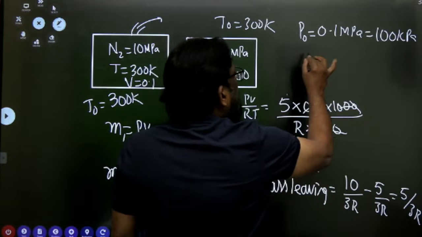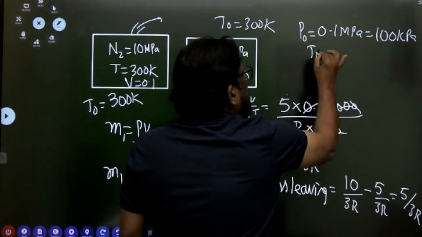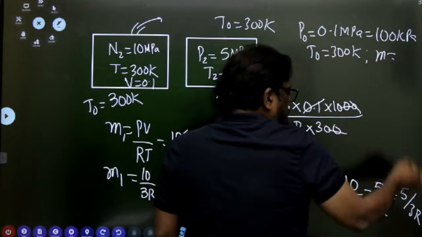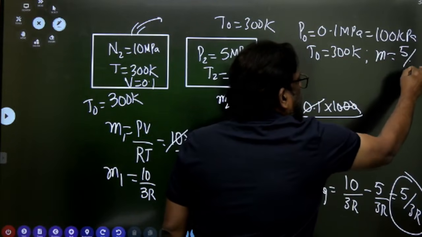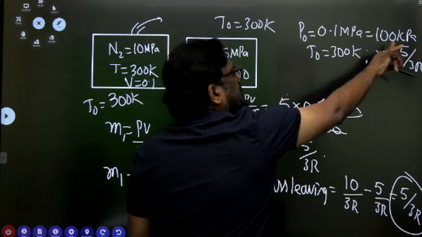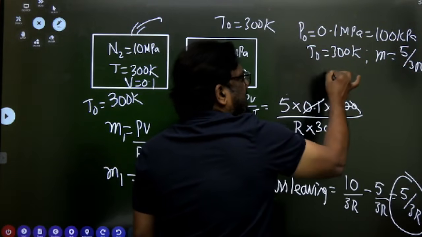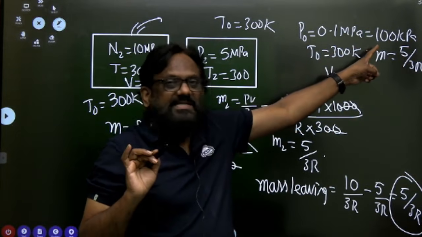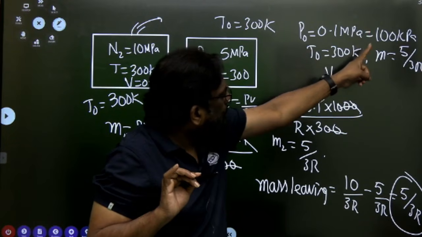हाँ हाँ, and the temperature is 300. Okay, and what is the mass? This much mass, 5 by 3R. Finally, this mass is occupying this. Let us say the volume is V0. मान लो इसका volume V0 है. So finally it is occupying, at a pressure of 100 kilopascal and temperature 300.